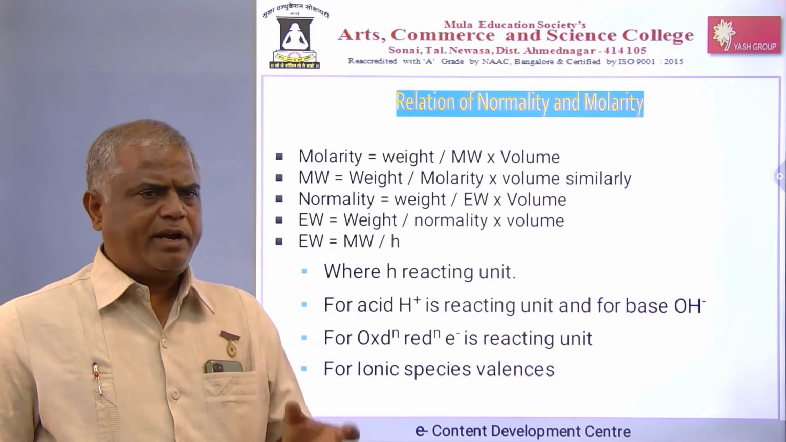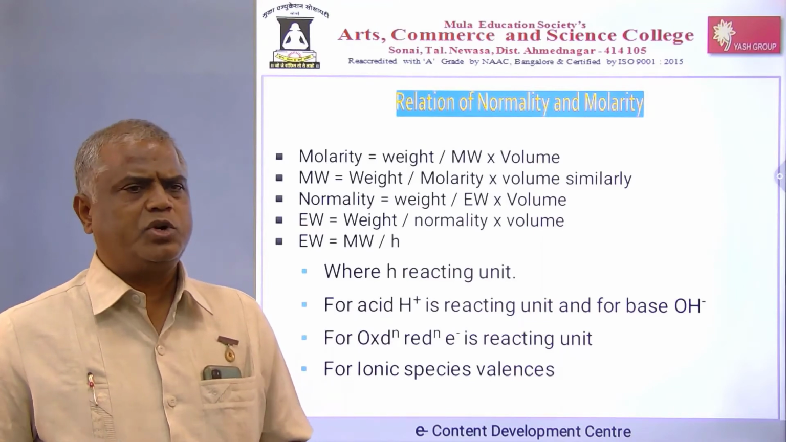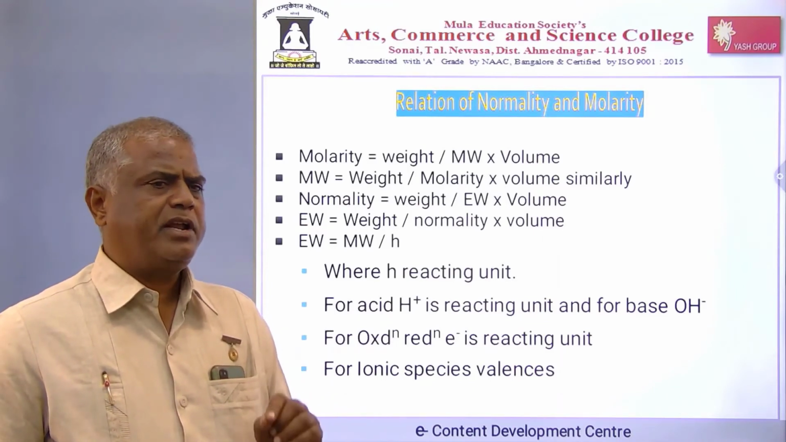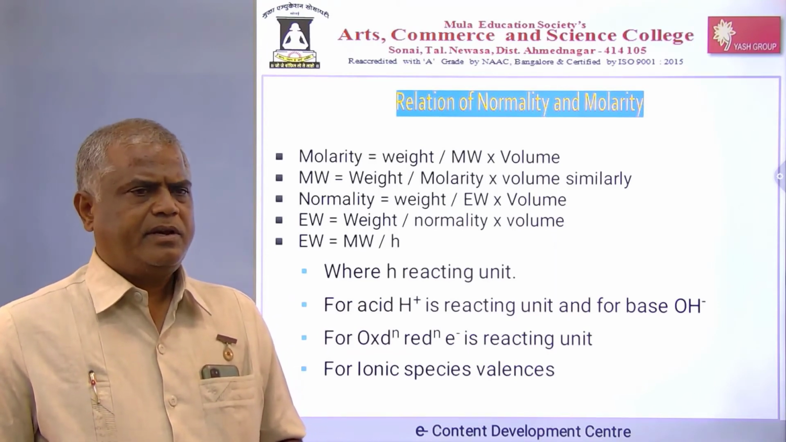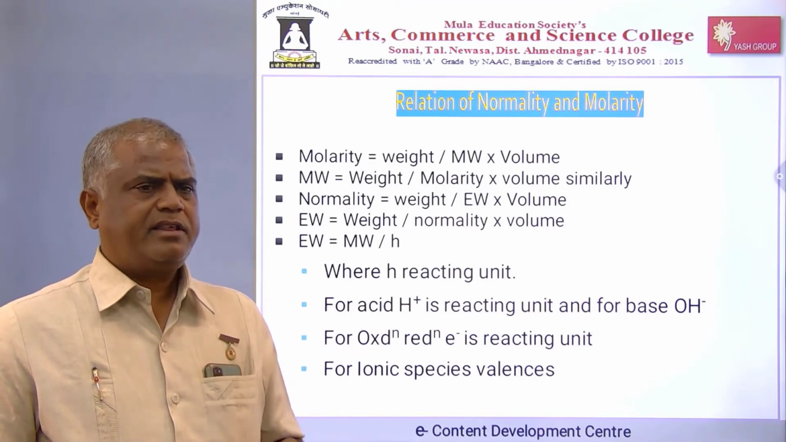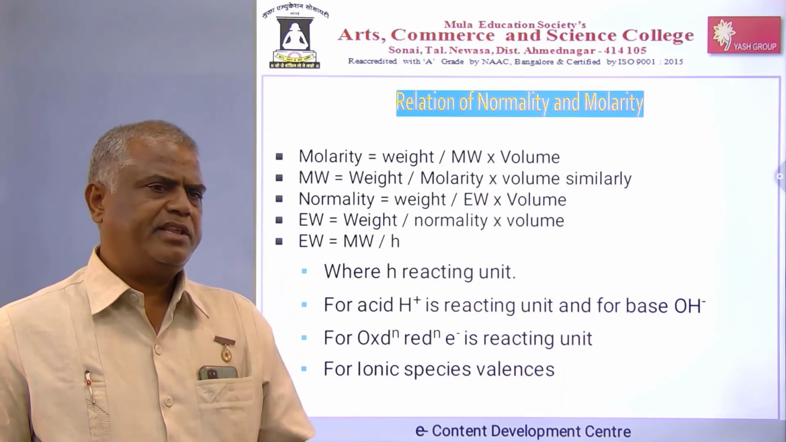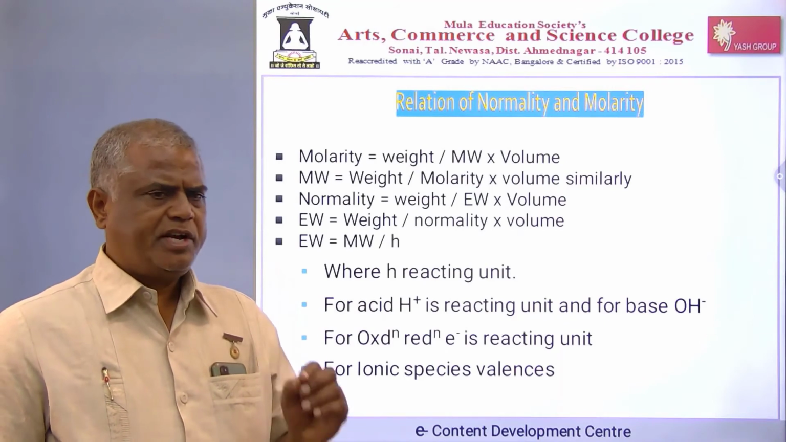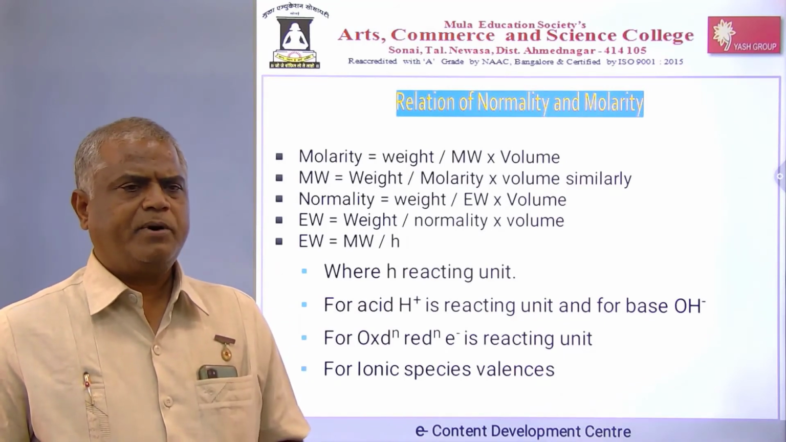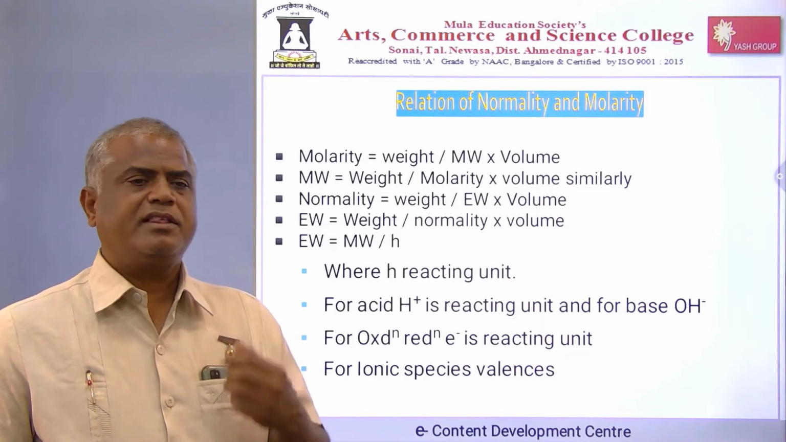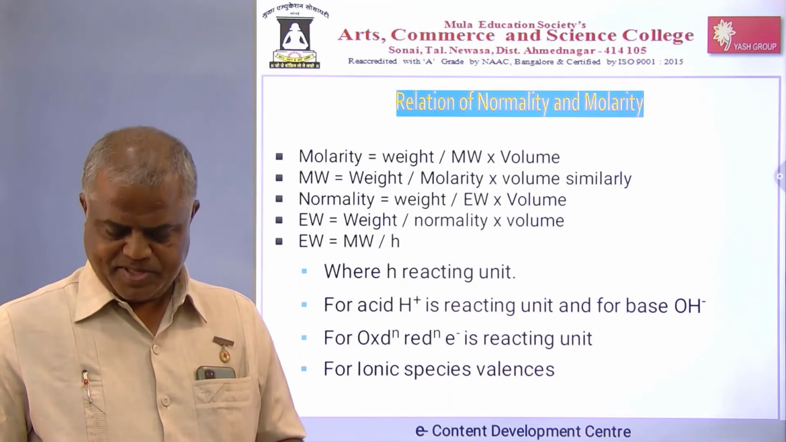Then equivalent weight and molecular weight have the relation: equivalent weight is equal to molecular weight divided by a factor H, where H is the reacting unit. In the case of acids, H plus is the reacting unit, and for bases, OH minus is the reacting unit. For oxidation and reduction reactions, the electron is the reacting unit. And for ionic species, valencies are the reacting unit.